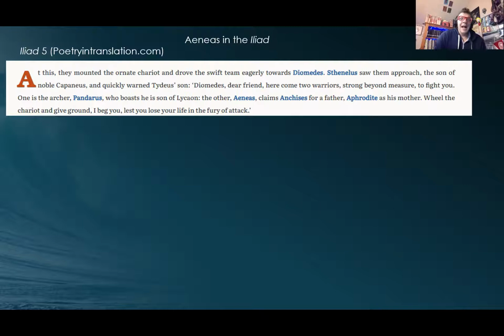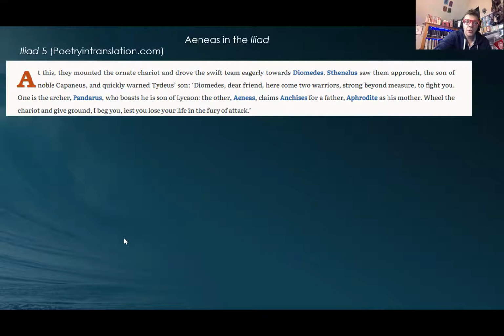At this, they mounted the ornate chariot and drove the swift team eagerly toward Diomedes. Sthenelus saw them approach, the son of noble Capaneus, and quickly warned Tydeus's son. Diomedes, dear friend, here come two warriors, strong beyond measure to fight you. One is the archer Pandarus, who boasts he is the son of Lycaon. The other, Aeneas, claims Anchises for a father, Aphrodite as his mother. Wheel the chariot and give ground, I beg you, lest you lose your life in the fury of the attack.